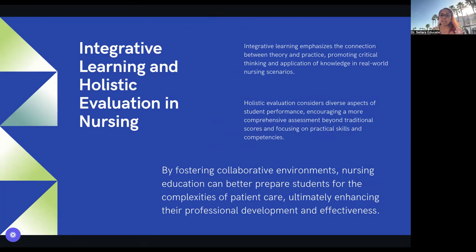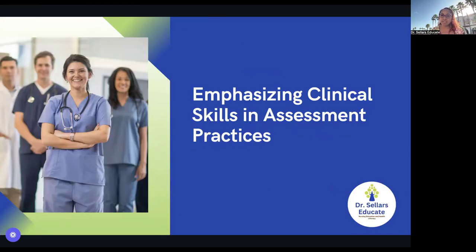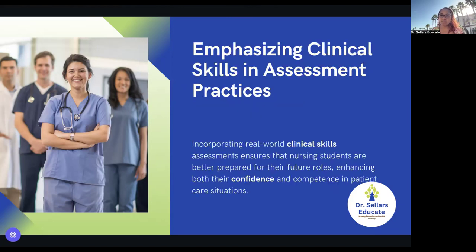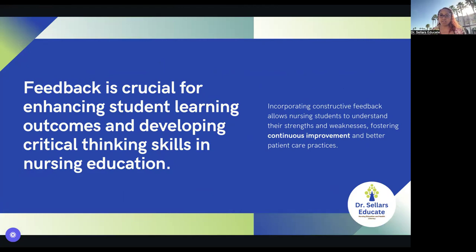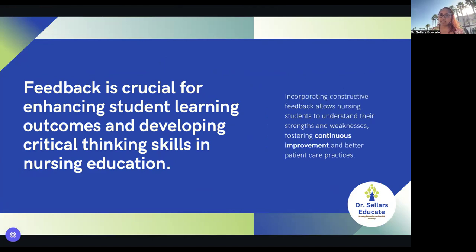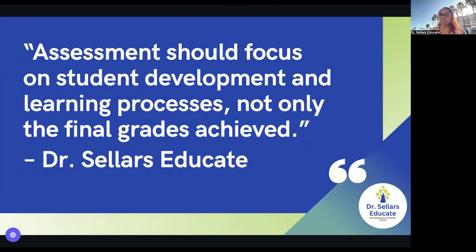We want to foster this collaborative environment. We want students to understand that we are their partner on this learning journey. When we look at psychomotor and affective, it's really important that we emphasize these clinical skills in the assessment tools that we're using. It's going to not only validate competence, but also help increase confidence with our students. We want to give this meaningful feedback to our students over a period of time. That's going to include constructive feedback in a way that is formative. So by the time students get to that summative evaluation, they're clear about their knowledge gap areas.